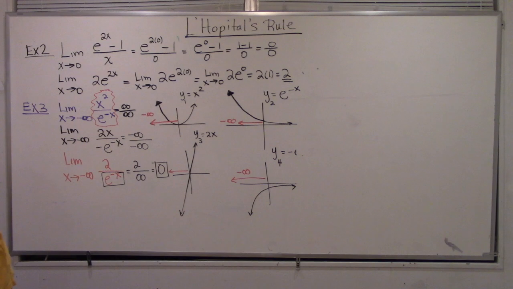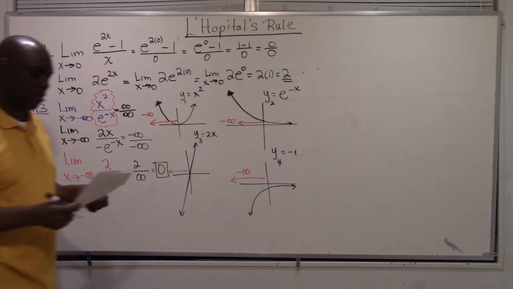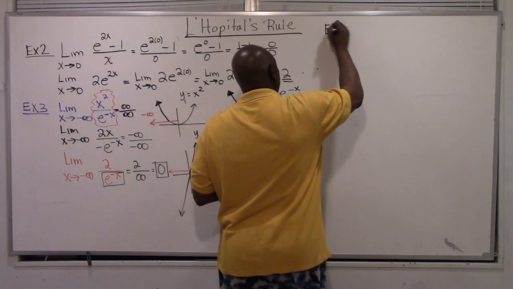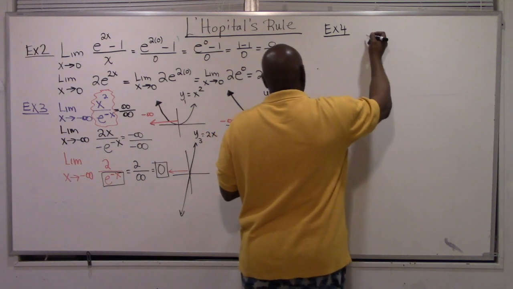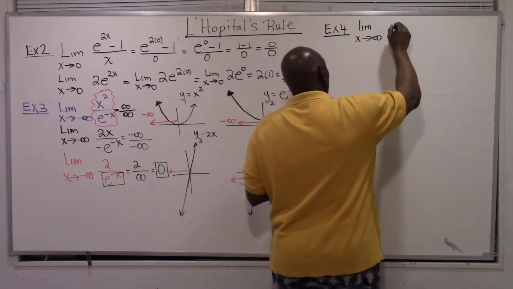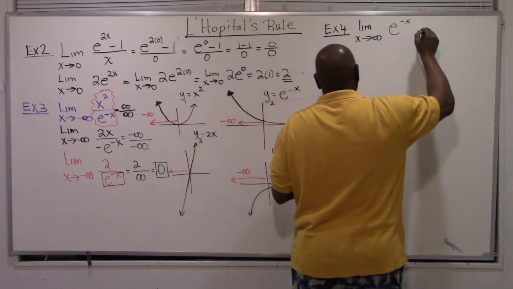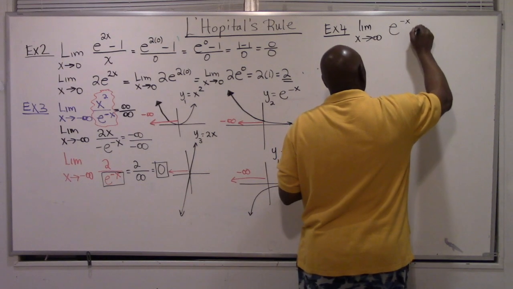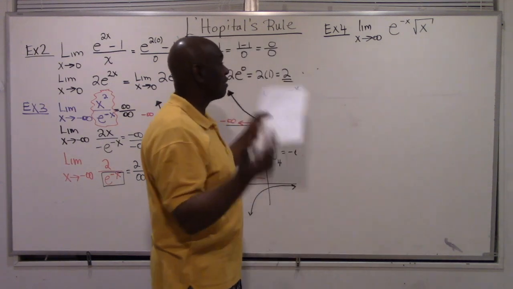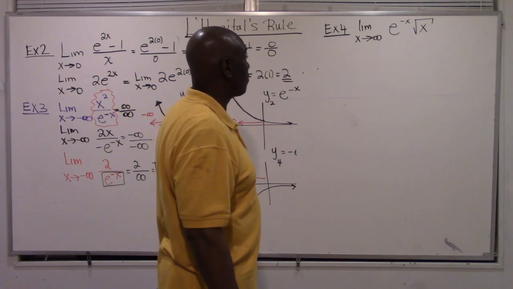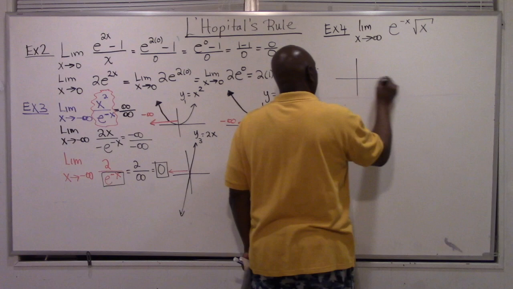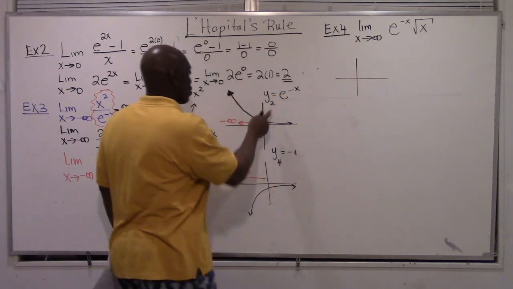All right, what's next? Let me see here. All right, example 4. This time we have the limit as x goes to infinity of e to the negative x times the square root of x. All right, so what are we going to get in this case? Let's plug in infinity here. Well, let's look at our graphs here. We already know what e to the negative x looks like because it's right here.